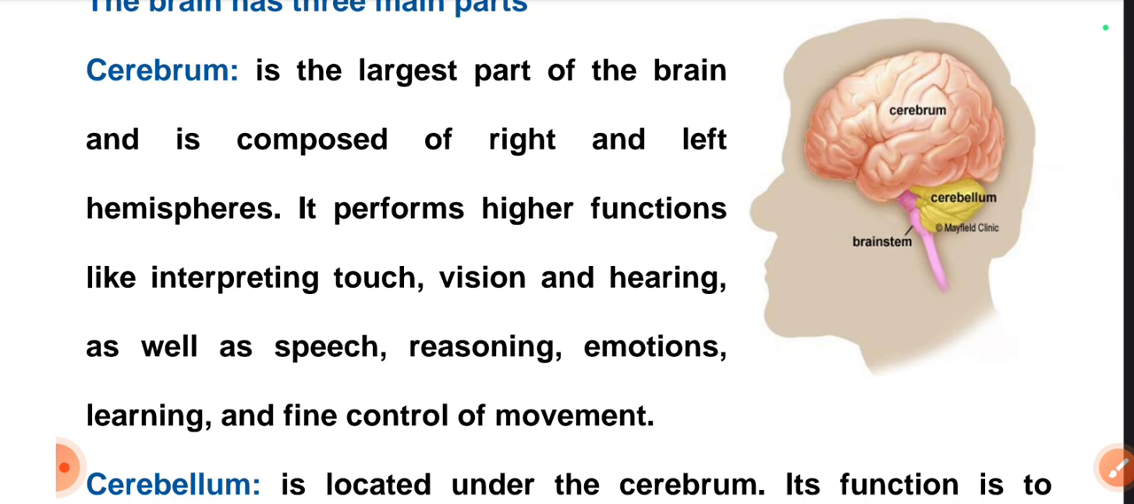It is the largest part of the brain and is composed of right and left hemispheres. The brain is divided into right and left parts, called hemispheres. It performs higher functions like interpreting touch, vision, hearing, as well as speech, reasoning, emotions, learning, and fine control of movements. So these are the functions of the cerebrum.